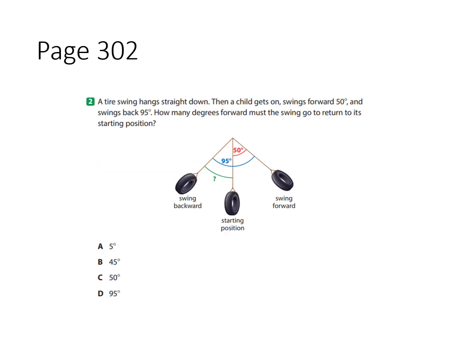All right, and the second problem on page 302, a tire swing hangs straight down, then a child gets on, swings forward 50 degrees, and swings back 95 degrees. How many degrees forward must the swing go to return to its starting position? Go ahead and pause the video and work out this problem.